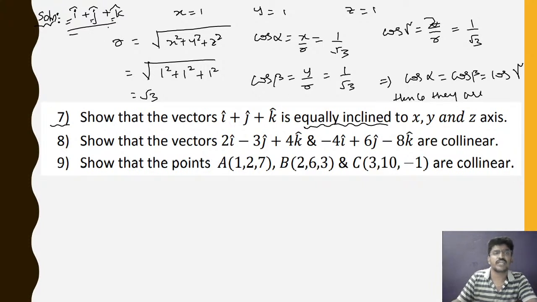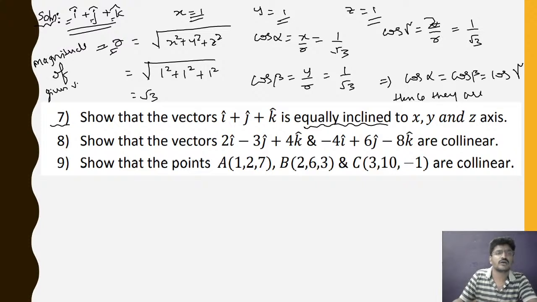So for that, first you write the given vector. Next you write the x value, y value and z value. By taking the x, y, z values, you can calculate r, that is square root of x square plus y square plus z square. This r is nothing but the magnitude of the given vector. Or you can also say this is the resultant vector. Clear? So r is nothing but the magnitude of the given vector.